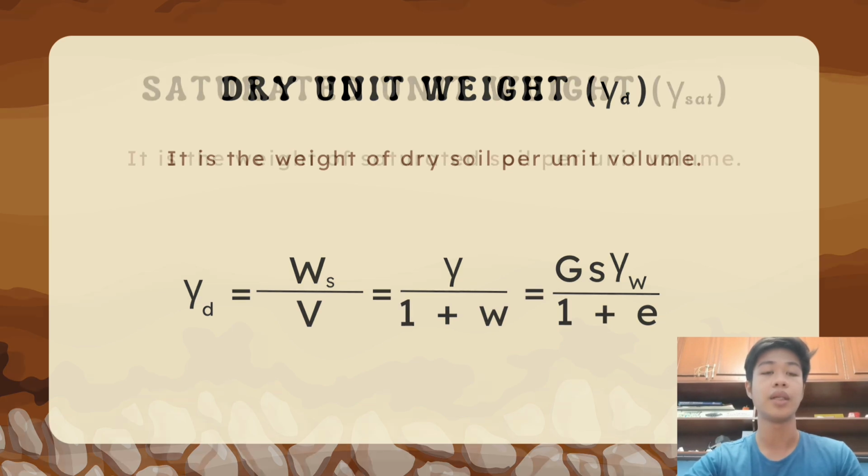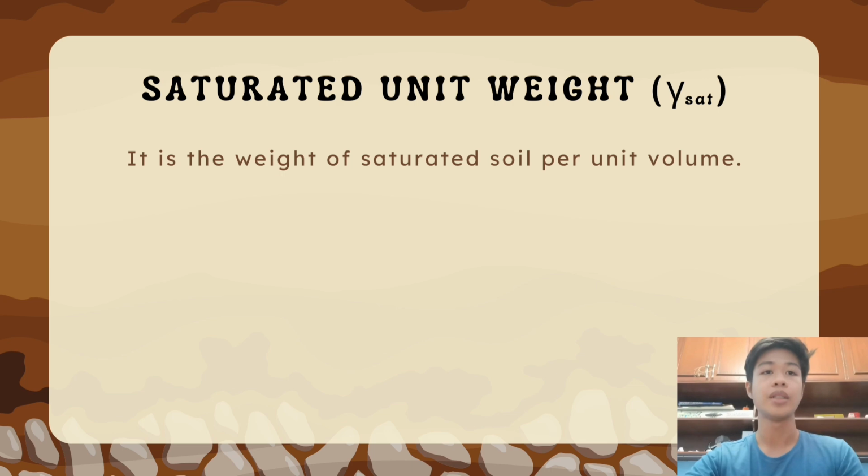Dito na nga yung saturated mass density. Saturated mass density. It is defined as mass saturated soil per unit total volume of soil. Sa dry soil, yung mga solid particles, puno siya ng air sa pagitan. Dito naman sa saturated soil, ito ay puno ng water instead na air.